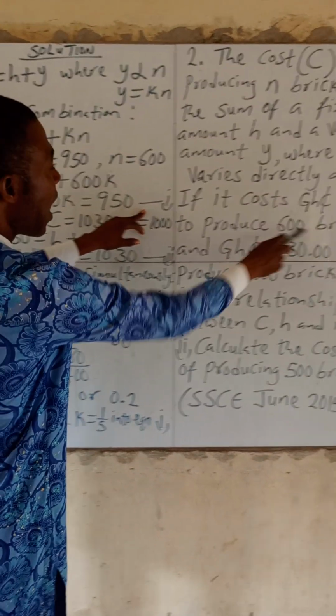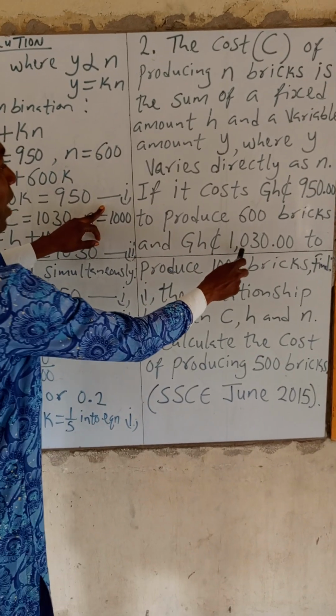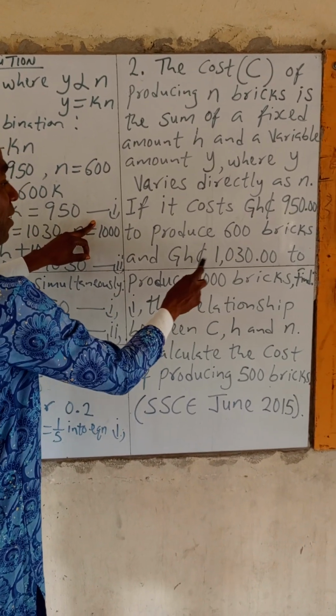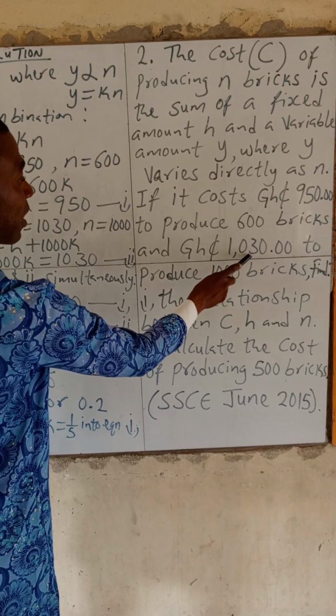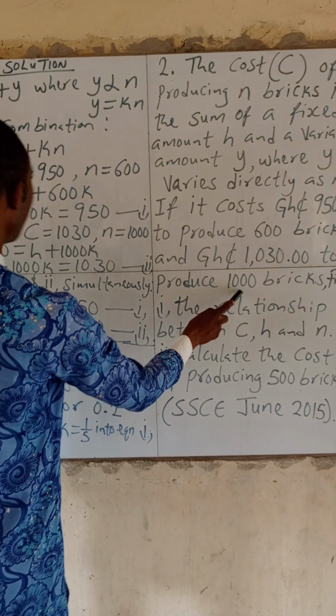And it says, and 1030 Ghana cedis to produce 1000 blocks. That means the cost is 1030, while n is 1000.